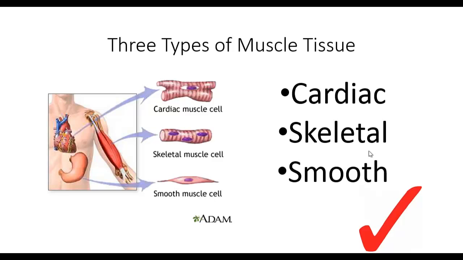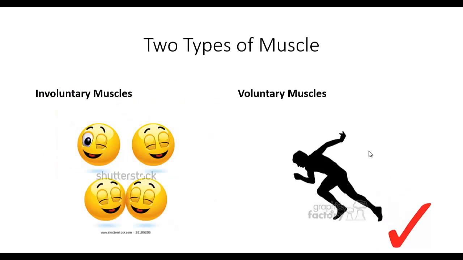Smooth muscle relates to what you might find in tissue relating to organs. That's smooth muscle. The other thing we want to take a look at as it relates to the muscular system are two types of muscles. And there are two. One is involuntary muscles. The other is voluntary muscles.